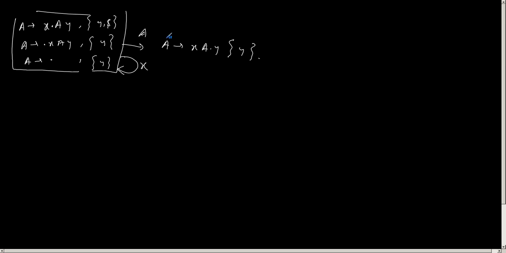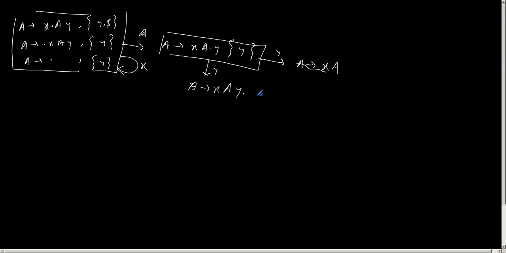Okay, and then from here, if you consume Y, it will have A → XAY., and the look ahead symbol is Y only. Okay, so this is another state.